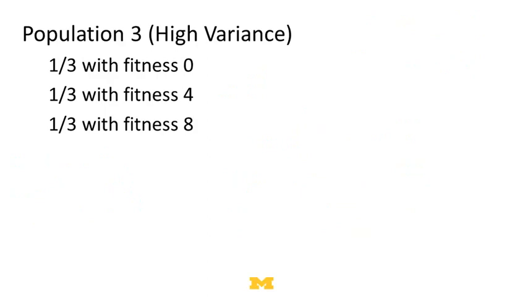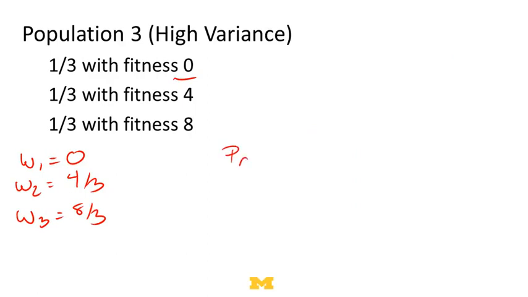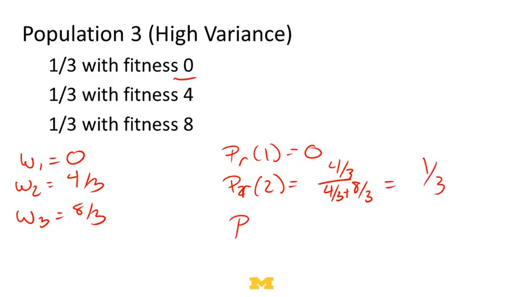Last, let's do a population where we have really high variance. So 1/3 of the population has a fitness of 0, 1/3 a fitness of 4, and 1/3 a fitness of 8. Again, let's do all the math. Here's what we get. The weight on strategy 1, this will be easy, is going to be 0 because the fitness is 0. The weight on strategy 2 is going to be 4/3, and the weight on strategy 3 is going to be 8/3. So the probability someone's strategy 1 next time is going to be 0. The probability someone's strategy 2 is just going to be 4/3 over 4/3 plus 8/3. So that's 1/3, which means the probability someone's strategy 3 is going to be 2/3.